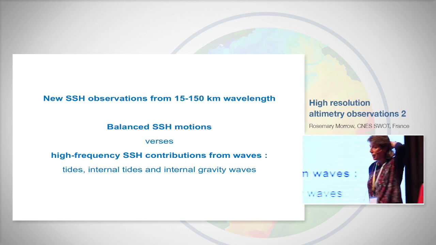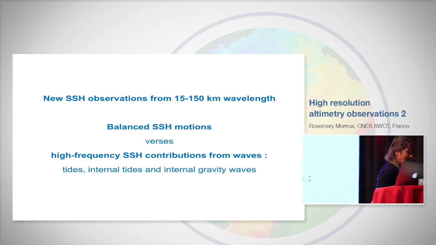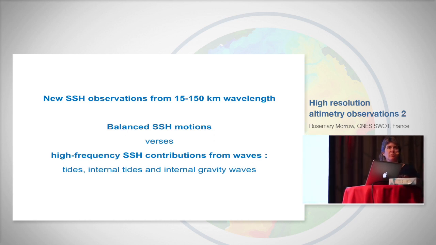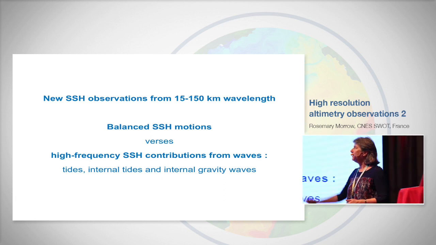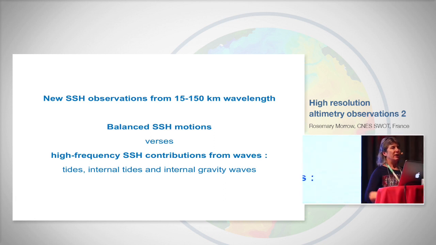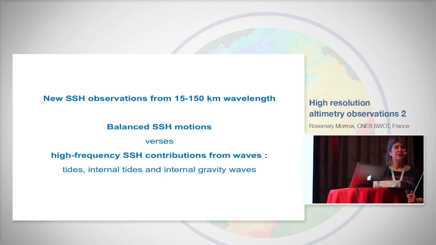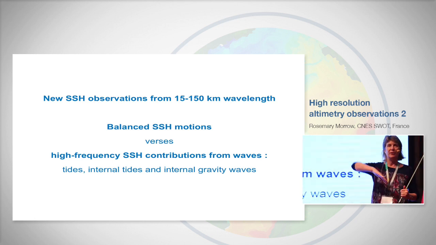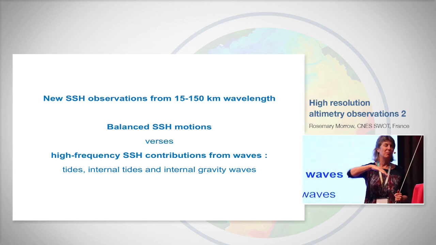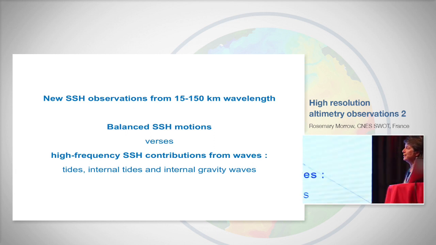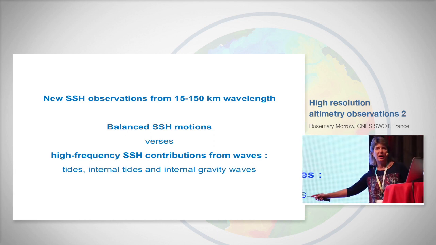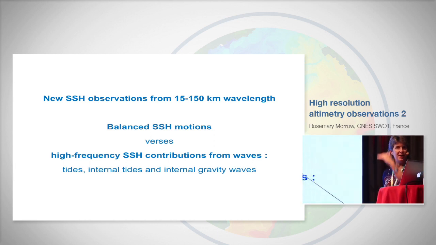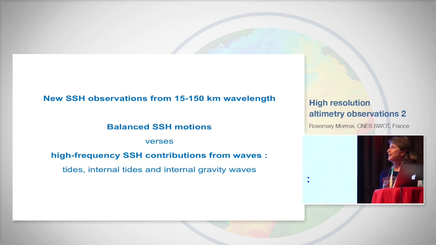So one thing that has come up as an interesting and challenging part of the SWOT mission, and in fact of all altimetry missions when we get down below the 100-kilometre wavelength band, is that we're starting to get a lot of dynamics that are not just balanced sea surface height motions and balanced flow that has a geostrophic or quasi-geostrophic component linking velocity to sea surface height, but there's also a lot of high-frequency signals from internal tides, internal waves, that we can measure now with this low noise level in this band.